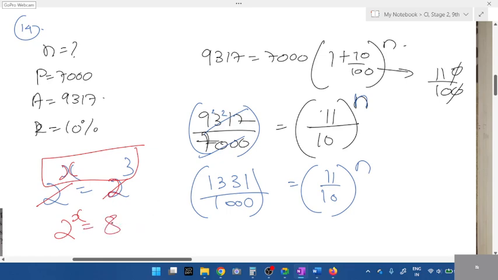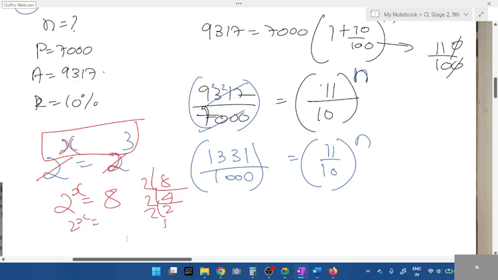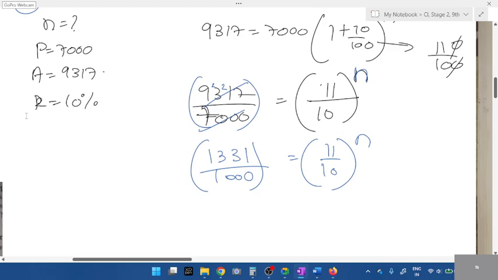So if you factorize 8, students, how many times can I write 2 in place of 8? 2 to the power of 3. Therefore 2 and 2 get cancelled. X is equal to 3. This is the method we have to use.